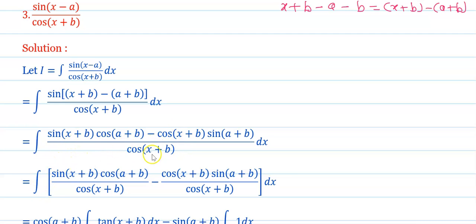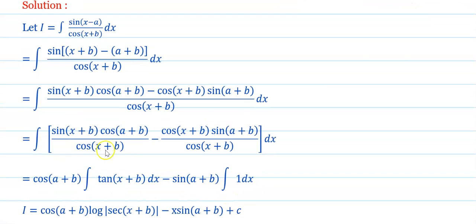Integral. Now split this up. Sin of (x plus b) into cos of (a plus b) upon cos of (x plus b), minus cos of (x plus b) into sin of (a plus b) upon cos of (x plus b). Now here sin of (x plus b) upon cos of (x plus b) will become tan of (x plus b). Cos of (a plus b) is a constant. Therefore, we take here cos of (a plus b) integral tan of (x plus b) dx. Okay, minus. Now here cos of (x plus b) gets cancelled. Again, sin of (a plus b) is a constant term. Therefore, we have written here.